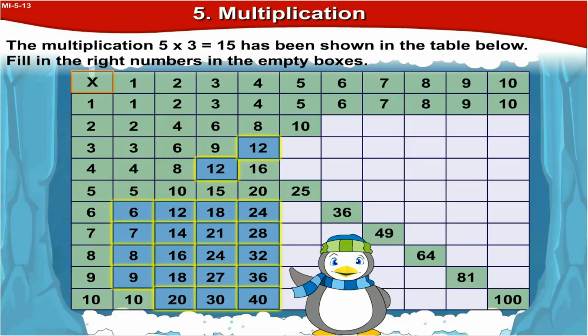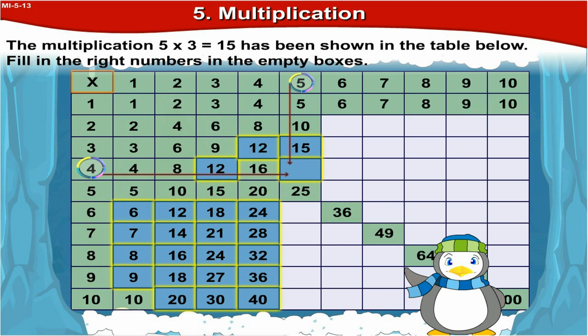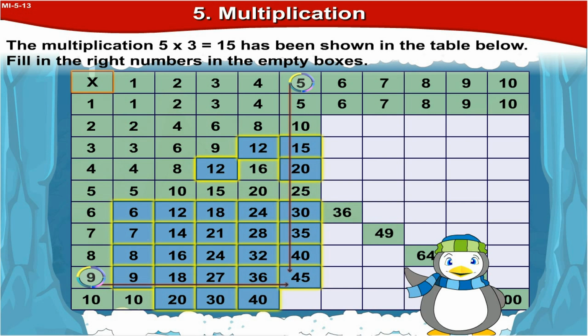Now the next column, number 5. 5 multiplied by 3 is 15. 5 multiplied by 4 is 20. 5 multiplied by 5 is already given, 25. 5 multiplied by 6 is 30. 5 multiplied by 7 is 35. 5 multiplied by 8 is 40. 5 multiplied by 9 is 45. 5 multiplied by 10 is 50.